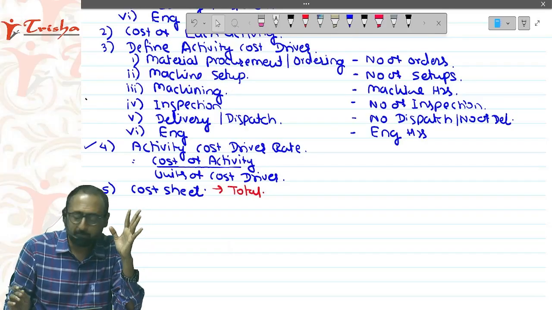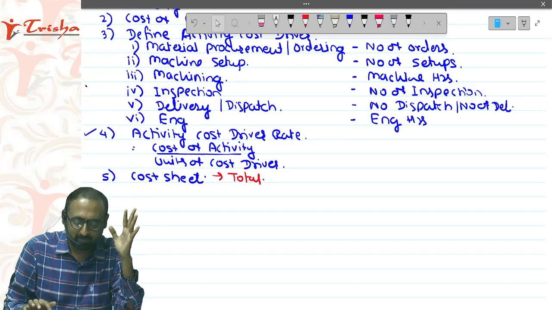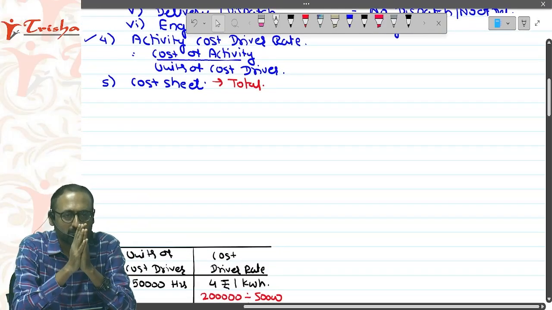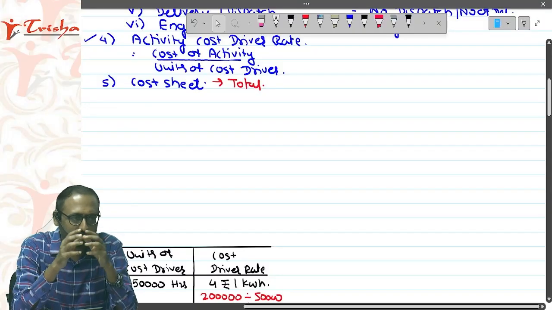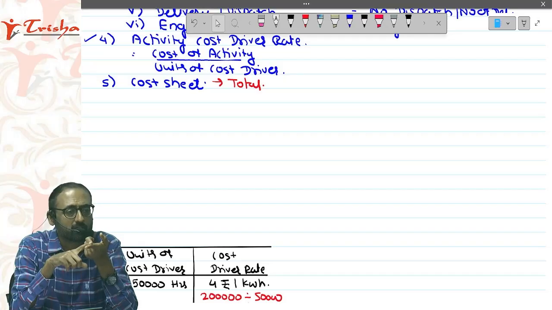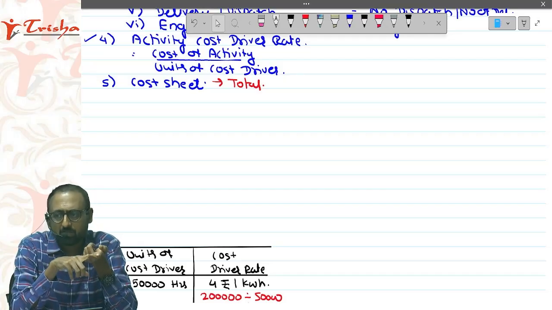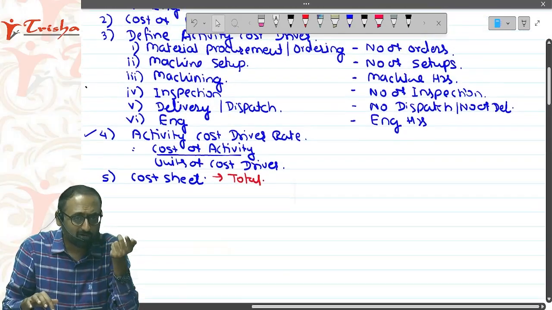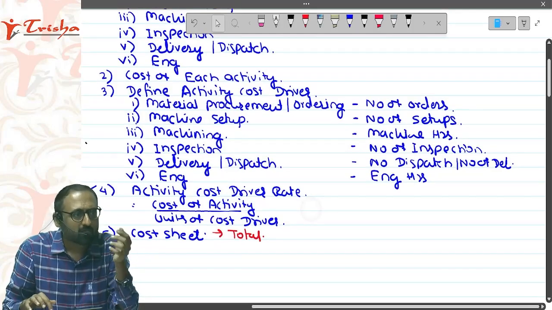What are the appropriate cost drivers? I'll ask some questions and you'll have to answer. For the ordering activity, which is the appropriate cost driver? Number of orders. For delivery, number of deliveries. For setups, number of setups. For inspection, number of quality inspections carried out.